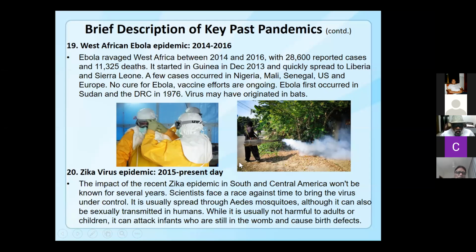Then we move to the Zika virus epidemic, 2015 to present day. The impact of the recent Zika epidemic in South and Central America won't be known for several years. Scientists face a race against time to bring the virus under control. It's usually spread through Aedes mosquitoes, although it can also be sexually transmitted to humans. While it's usually not harmful to adults or children, it can attack infants who are still in the womb and can cause birth defects.